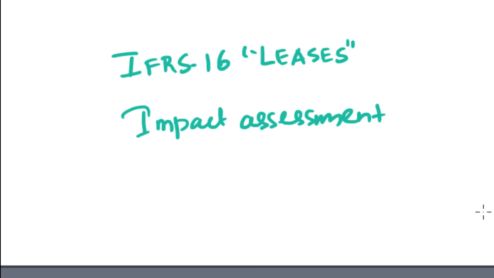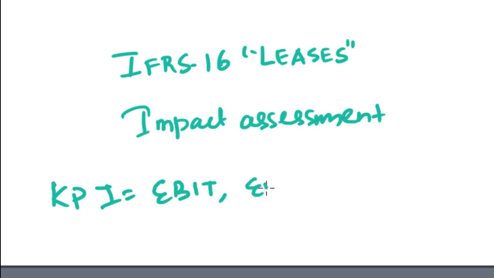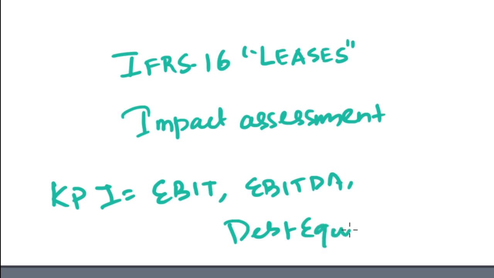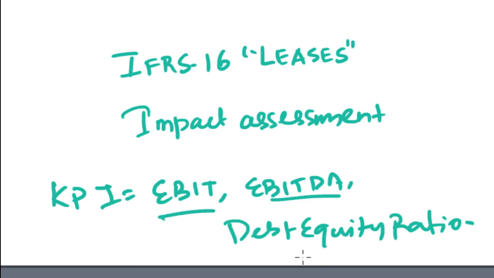In this video, we are going to have a brief discussion about the impact of IFRS 16 on certain key performance indicators. We would be discussing 7 key performance indicators, for example, the impact on EBIT through the introduction of IFRS 16 in the books of lessee, EBITDA, and debt equity ratio. So in this video, we're going to have a brief discussion about the impact on these key performance indicators by the introduction of IFRS 16.